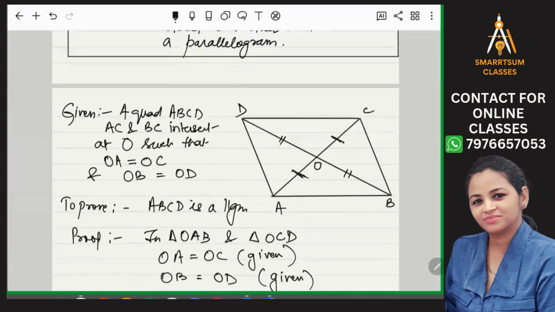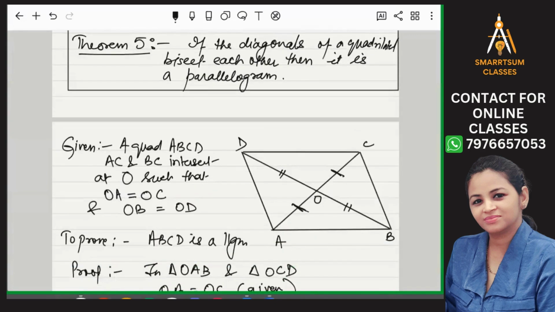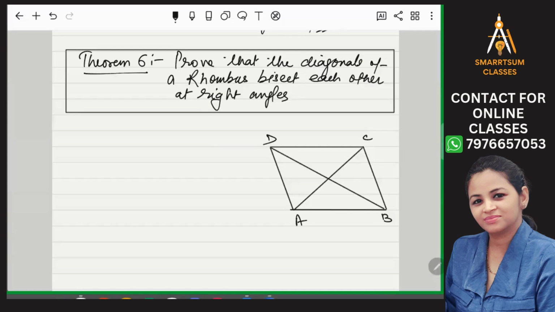So in this way, we have proved this theorem that if the diagonals of a quadrilateral bisect each other, then it is a parallelogram. Is it clear? Please note down. So now in theorem number 6, prove that the diagonals of a rhombus bisect each other at right angles, right? So we have to prove that the diagonals of the rhombus are bisecting at right angles, means they are perpendicular to each other, right?